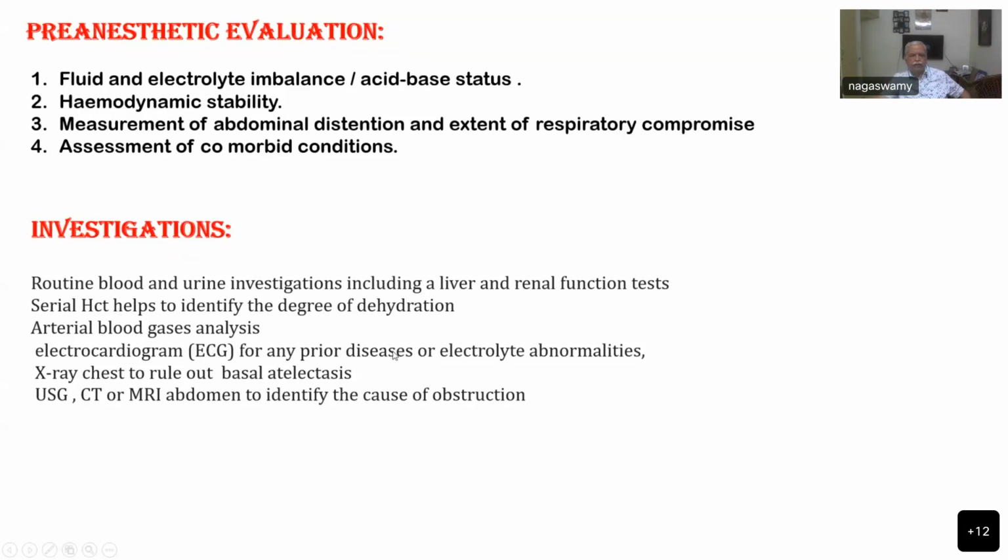out any pre-existing heart ailment by taking an ECG, or any acute electrolyte abnormalities producing arrhythmias also can be diagnosed by ECG. So the purpose of taking ECG is twofold. One is to find any acute changes because of electrolyte disturbance, or chronic changes because of diabetes and hypertension.